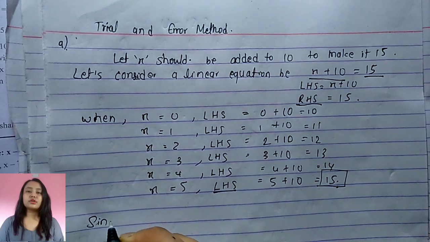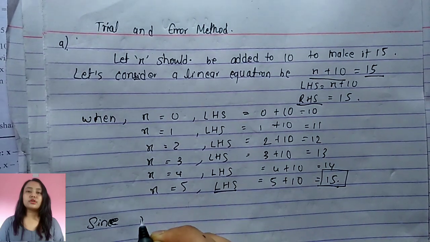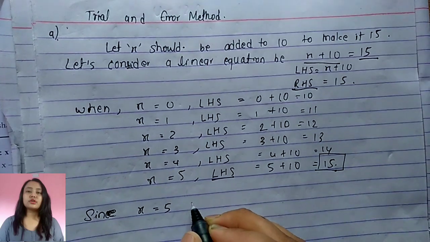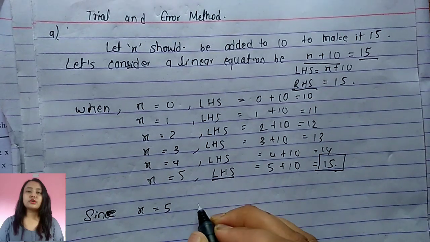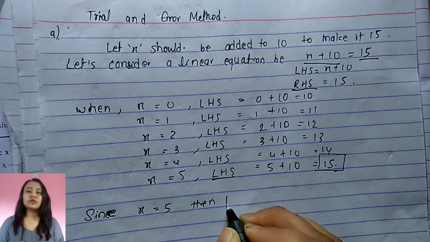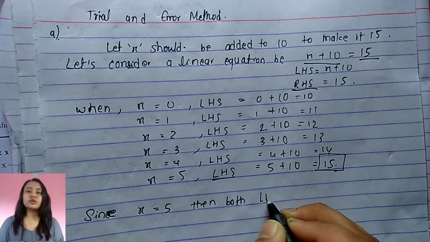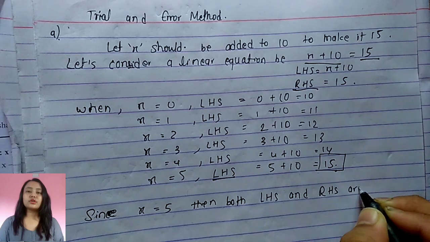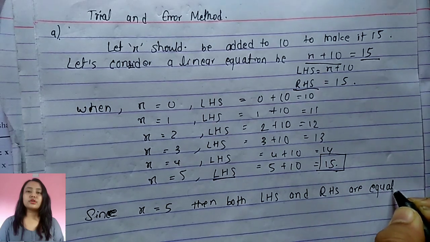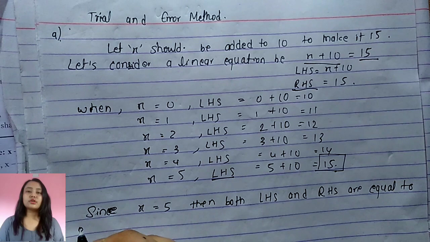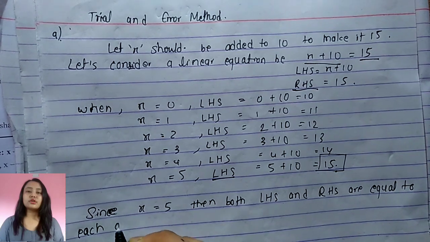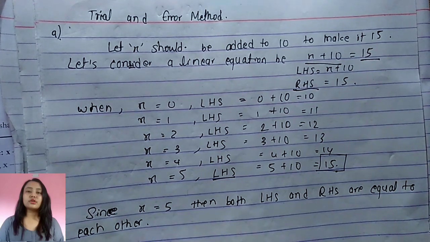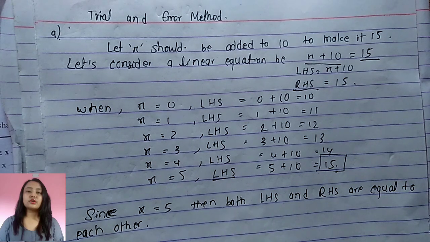Since x equals 5, both LHS and RHS are equal to each other. Okay, so this we have to write as the answer, and this is the trial and error method.